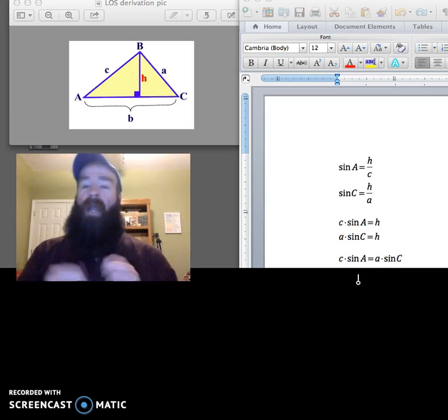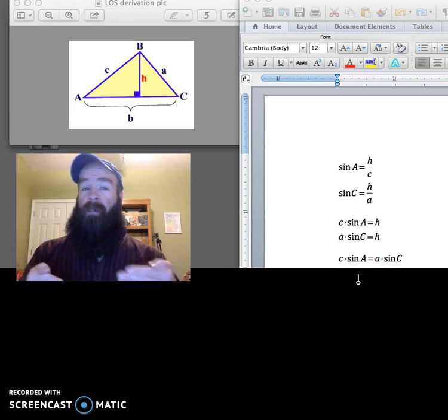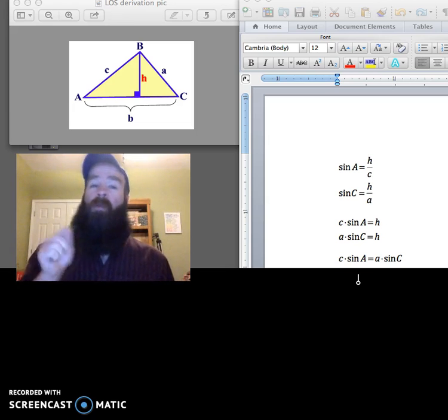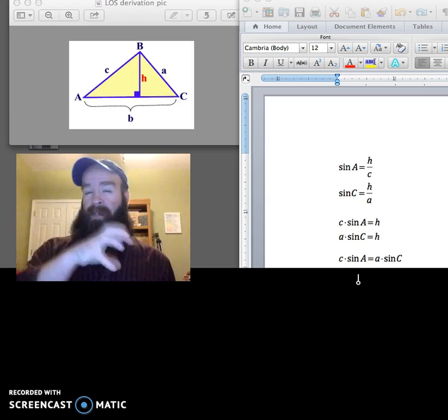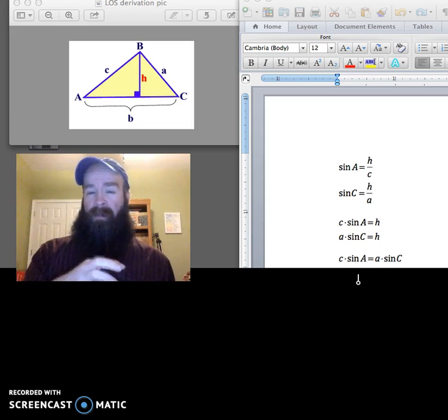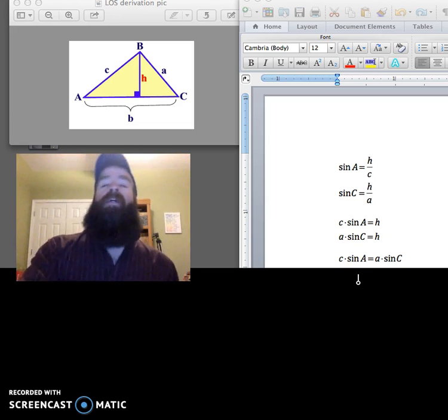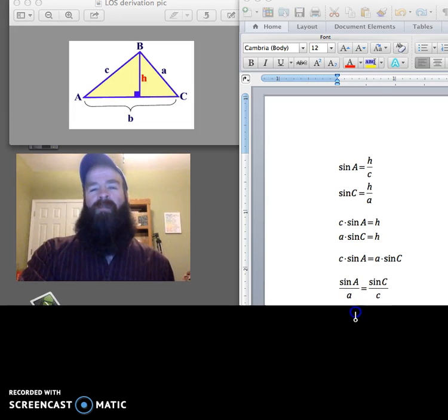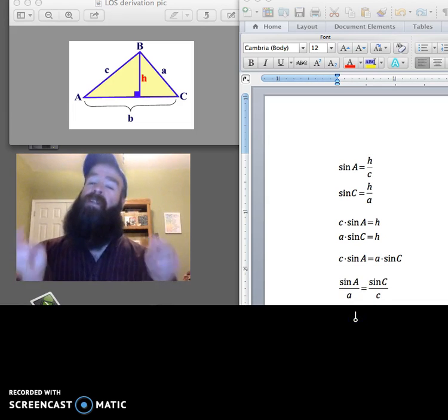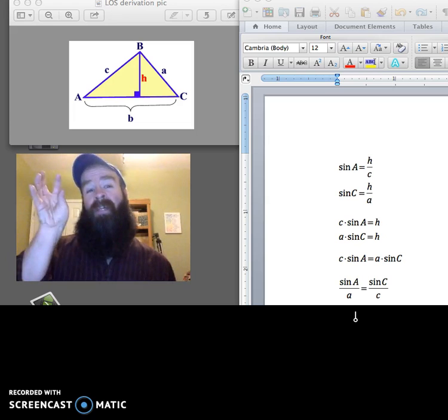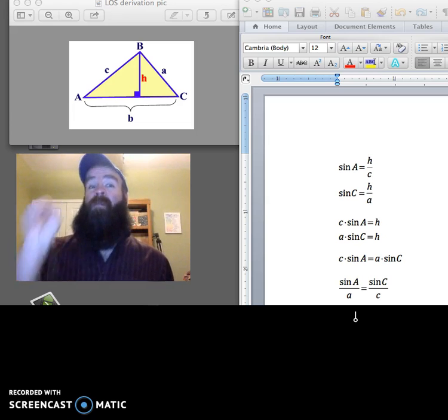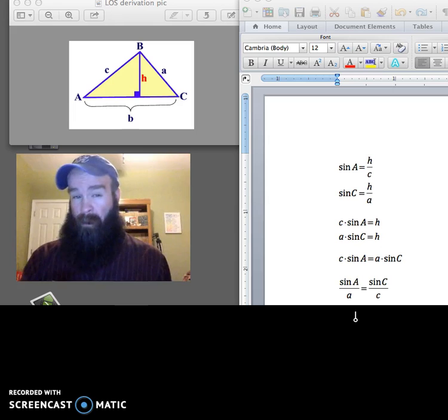Now, I'm going to turn this into something that's a little more easily memorizable by dividing both sides by the little letters. So I'm going to divide both sides by little a and both sides by little c. And when I do that, that gives me this nice, pretty relationship here. That's basically a proportion of a sine of an angle to its opposite side being the same as a sine of another angle to its opposite side.